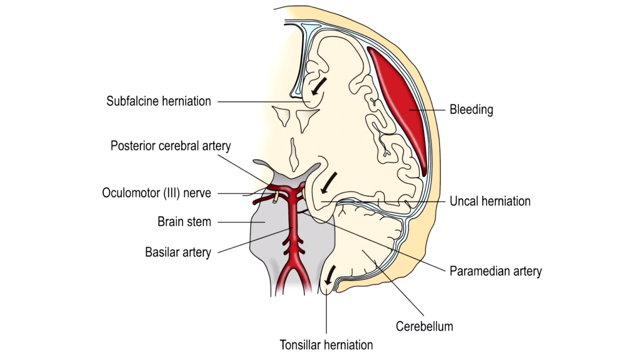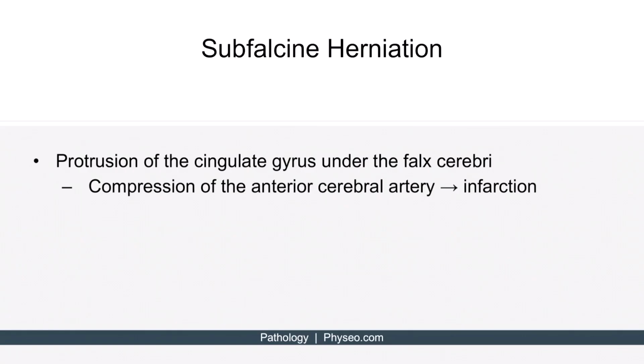Here's an image showing various types of herniation. In tonsillar herniation, the cerebellar tonsils can compress structures near the foramen magnum, so this region, and may result in cardiopulmonary arrest. Next, let's discuss subfalcine herniation.